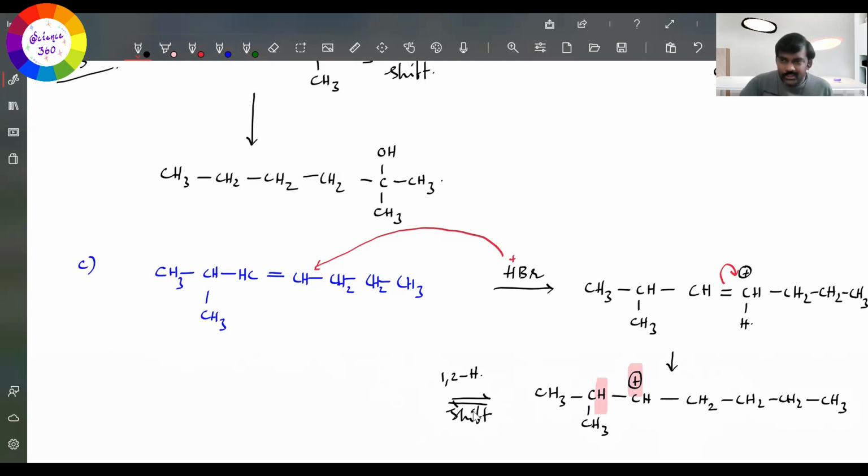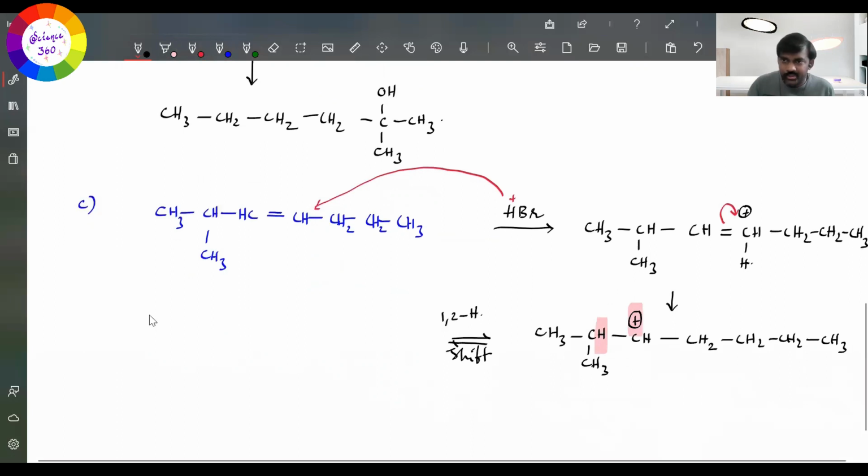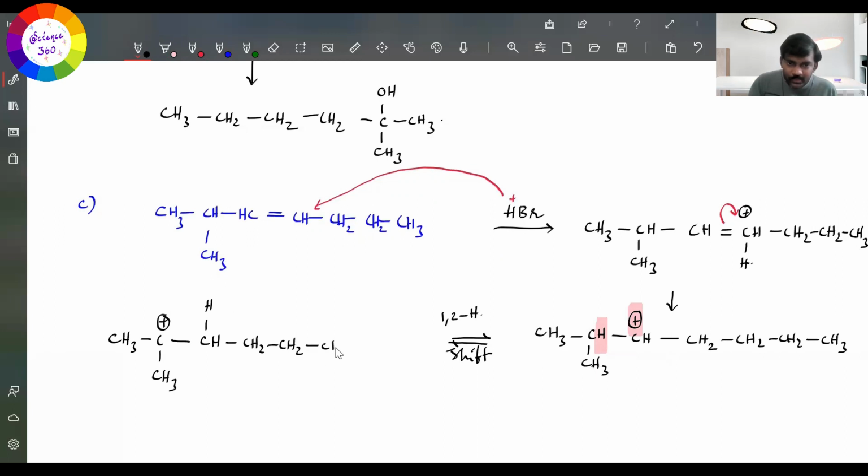So after the 1,2 hydride shift, it will become a tertiary carbocation, a more stable carbocation. So that will give the major product from there. The positive charge shifted here. This hydrogen is shifted to this carbon. So now this is the tertiary carbocation I have.